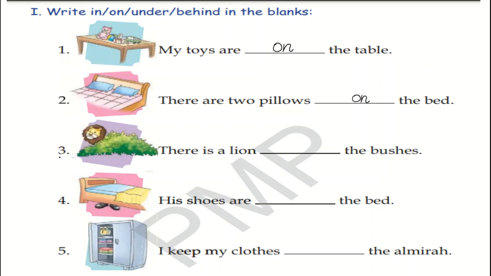Sentence 3. There is a lion dash the bushes. Where is the lion? Behind the bushes. There is a lion behind the bushes. Sentence 4. His shoes are dash the bed. Where are his shoes? Under the bed. His shoes are under the bed. Sentence 5. I keep my clothes dash the almirah. Where do you keep your clothes? Inside the almirah. I keep my clothes inside the almirah.